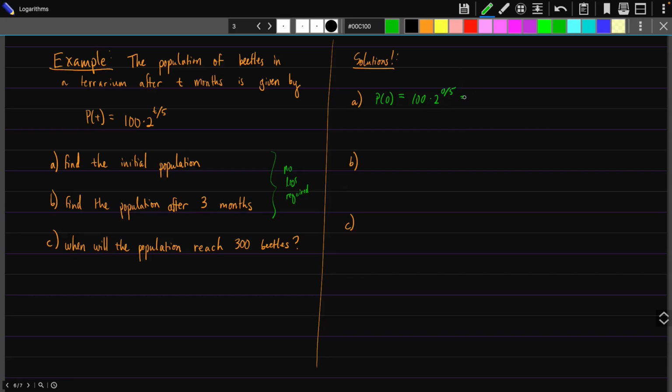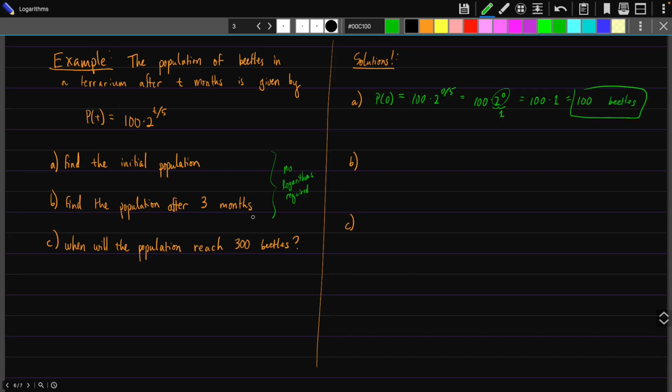And 2 to the 0 over 5 is, of course, 2 to the 0. So that's 100 times 2 to the 0. Anything to the 0 power is just 1. So this whole quantity is just 1. So then this is 100 times 1. So in other words, our initial population is 100 beetles.